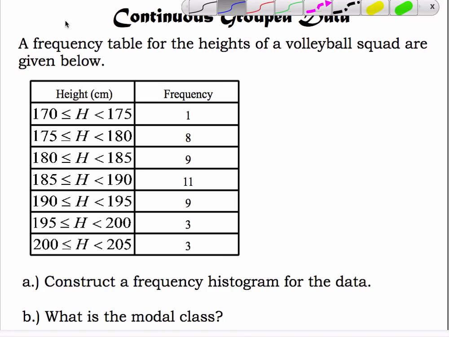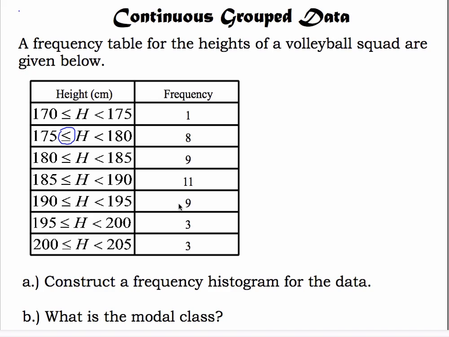So we have an example of a data set here that is grouped data. We've got intervals here, and we've got frequencies. This means one person is within this height range, and 8 people are within this height range, and so forth. If someone is 170 centimeters, they'd go into this bin. If someone was 175 centimeters, they go into this bin because of the less than or equal to sign. So that's the difference between this sign and this sign.